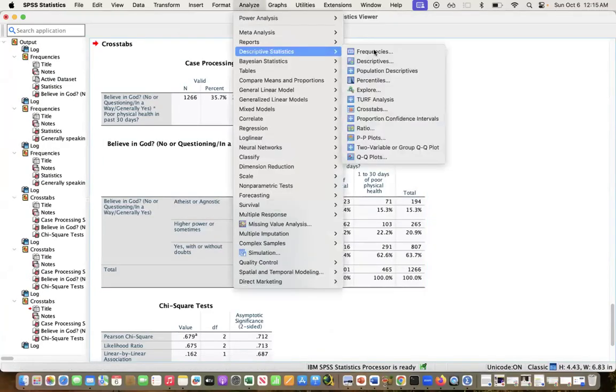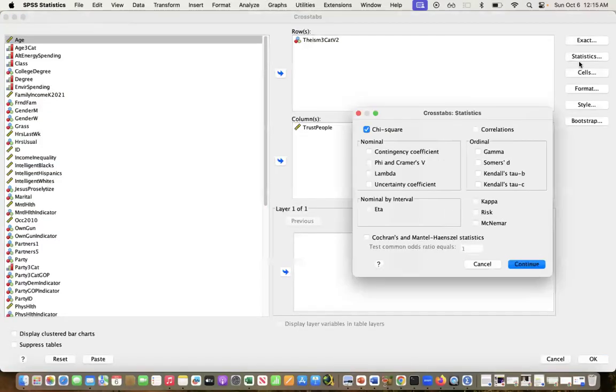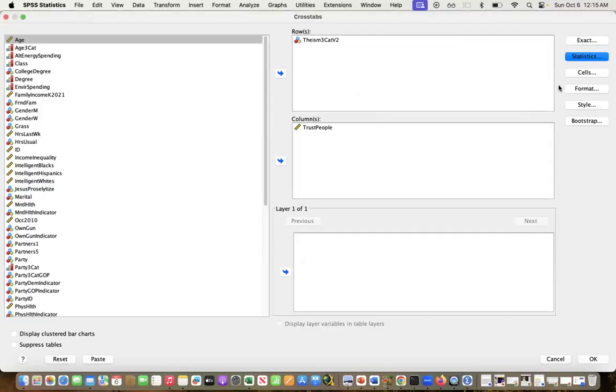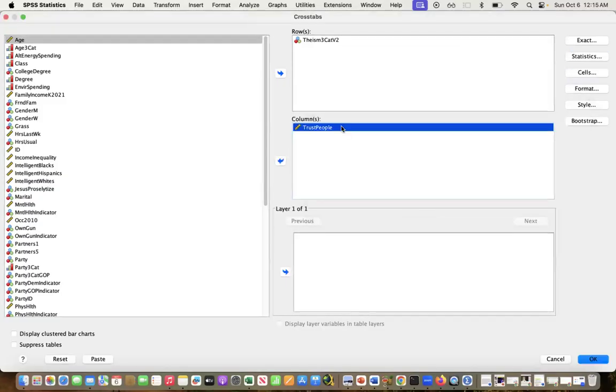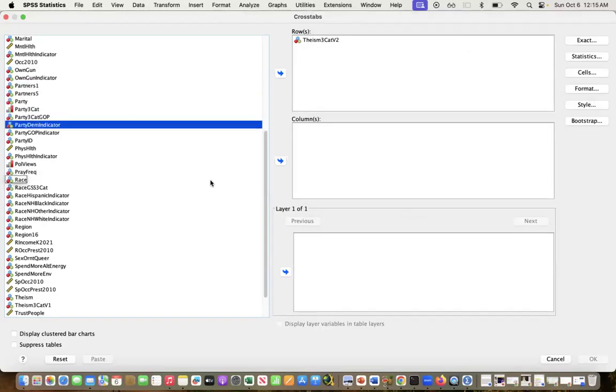And again, I could also go to analyze, descriptives, crosstabs. I already have my settings set up. I haven't closed out of SPSS. It's still there, so I don't need to go into these again. I just need to change this to the variable that I want to use.